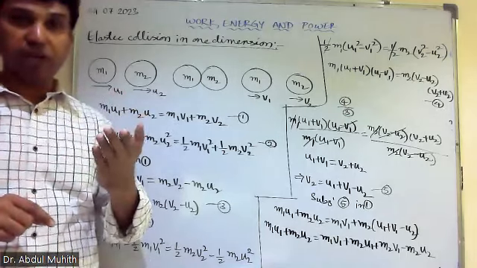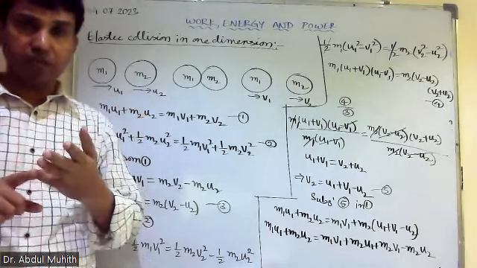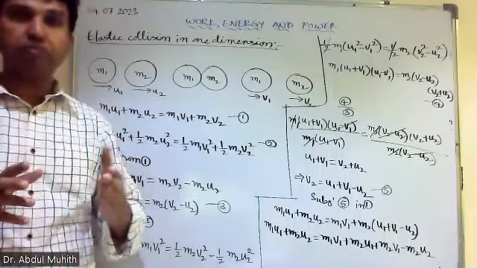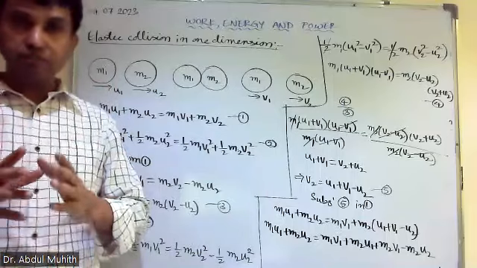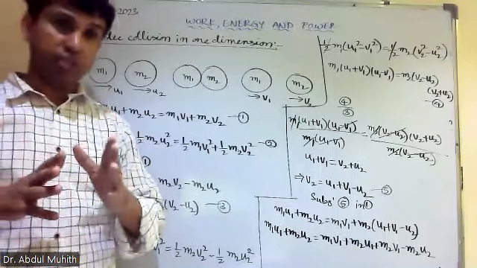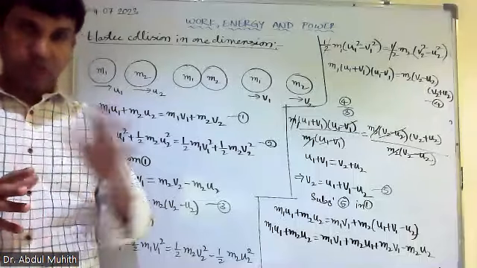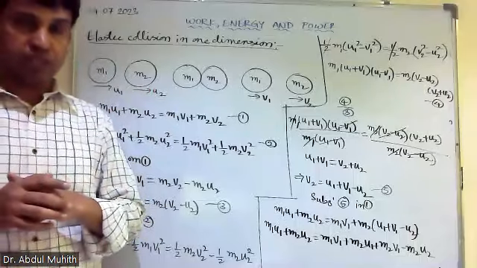But what is a perfectly elastic collision? There are two types: perfectly elastic and perfectly inelastic. Perfectly elastic means both momentum and energy are conserved. In an inelastic collision, momentum is conserved, but energy is not conserved. Then that is known as inelastic collision.